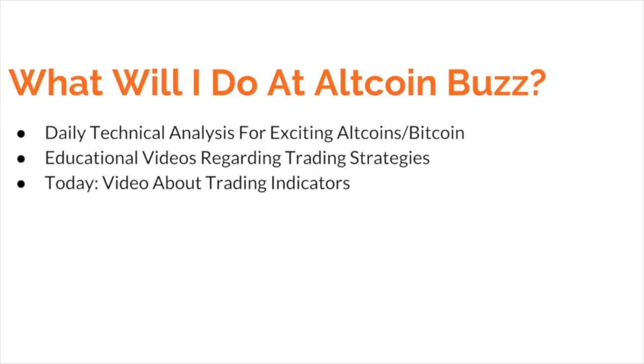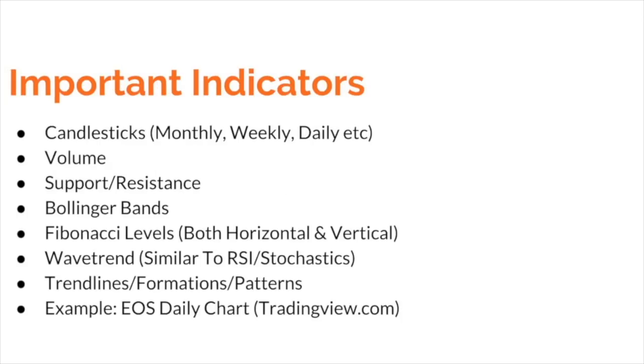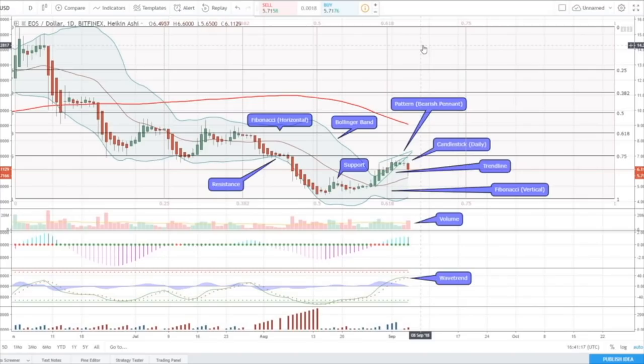And today we're going to do a video about trading indicators. And here are some indicators we're going to have a look at. You're probably familiar with many of them, like candlesticks and volume and Bollinger Band, but you might not have heard of all of these. And in this example, we're going to have a look at EOS daily chart from TradingView. Let's have a look here at the daily chart and the indicators.